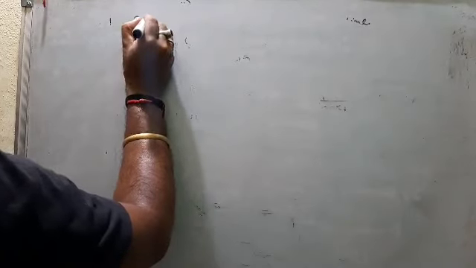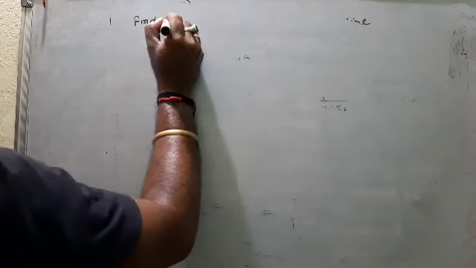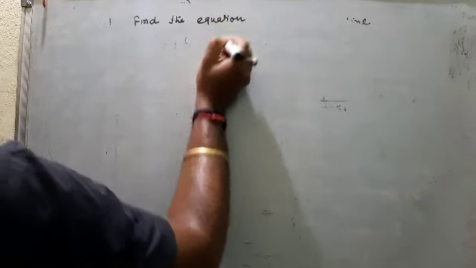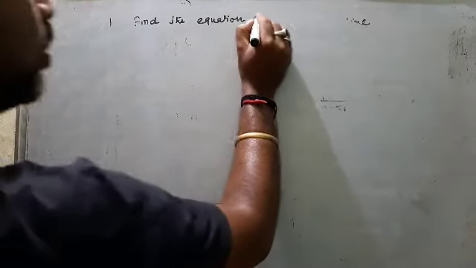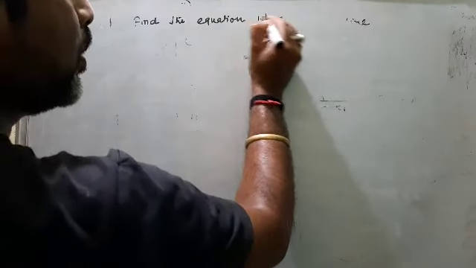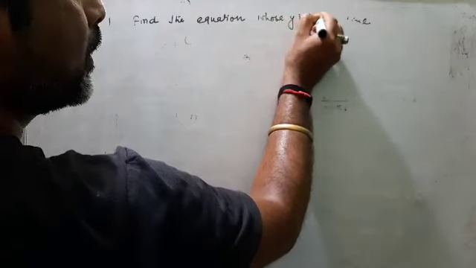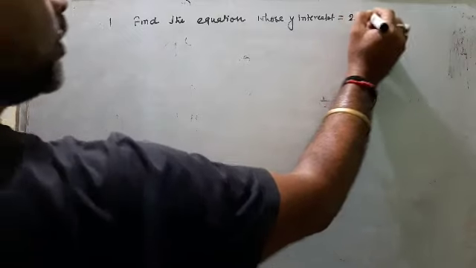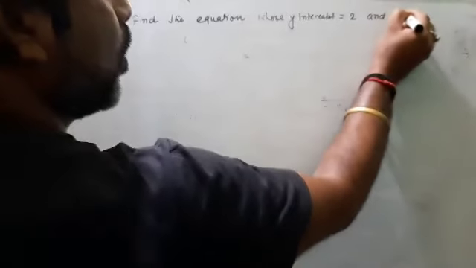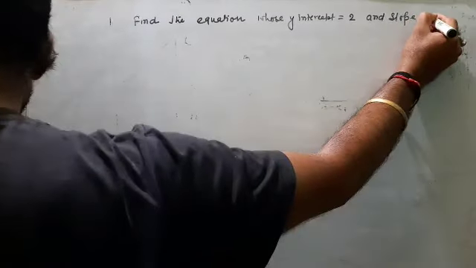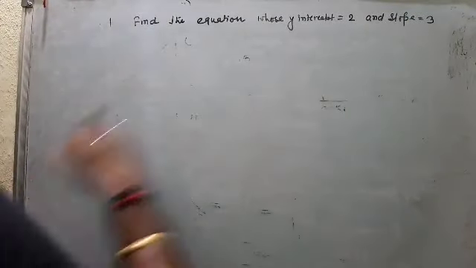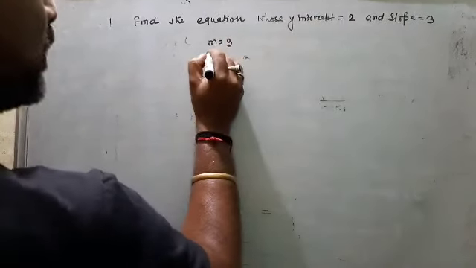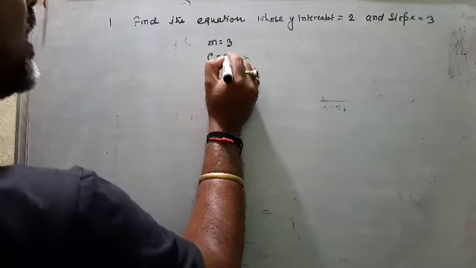Suppose given, find the equation whose y-intercept is equal to 2 and slope is equal to 3. So slope given 3, that means m is equal to 3 given, and y-intercept is 2, that means y-intercept is denoted by c, so c is equal to given 2.